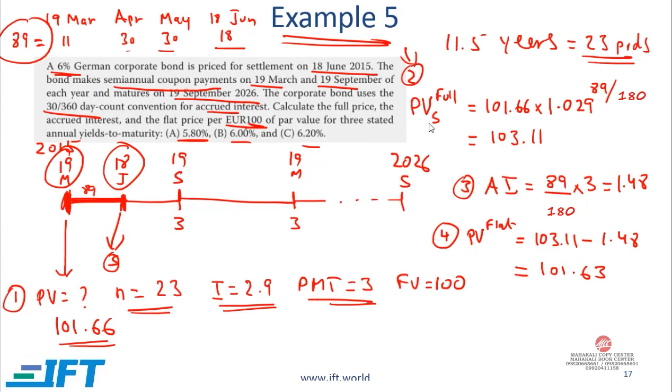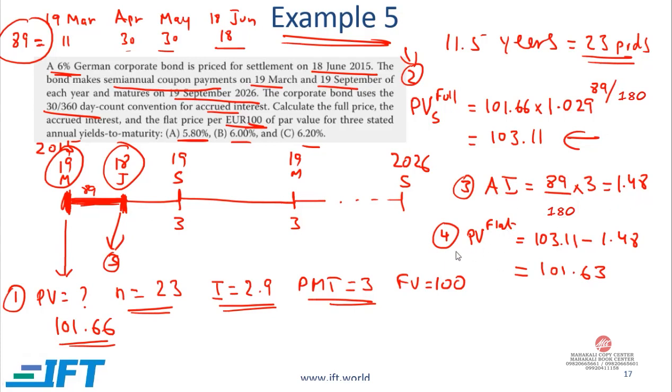Step 2 is to figure out the full price here on 18th June. That full price is equal to 101.66, which is what we just calculated, into 1.029. That is the yield raised to the power of this period in years. So this period in years is simply 89 over 180. That gives us 103.11. That is our full price. The accrued interest is 89 over 180 multiplied by 3, which is 1.48.